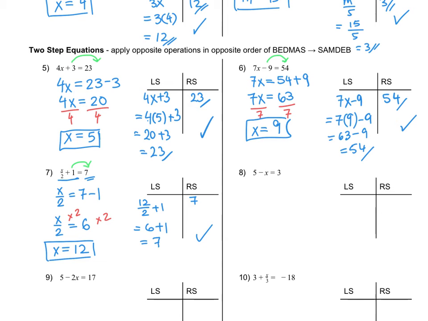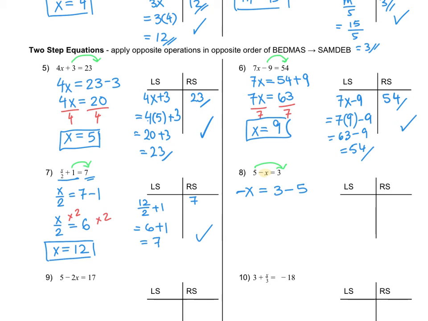All right, the next one, I have 5 minus x equals 3. You need to be very careful with your signs here. Notice the x isn't in front. So I need to get rid of the 5 because the 5 is the constant. When I bring the 5 over, it's going to turn into a negative 5. What we're left with though is not x. We're left with the negative x because there was a negative 1 in front.